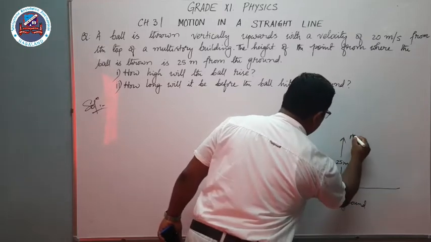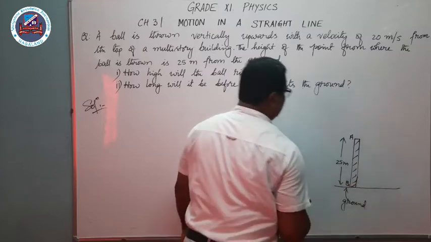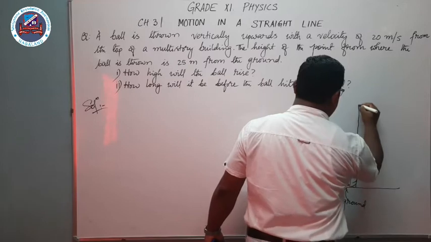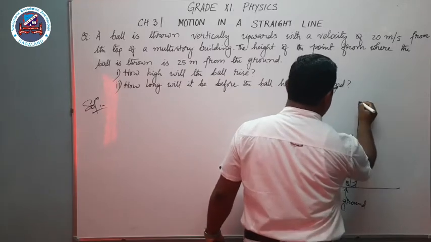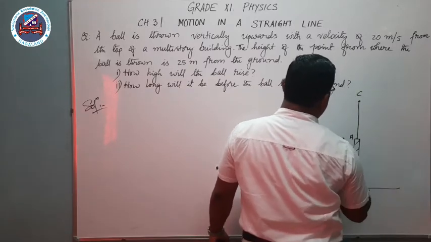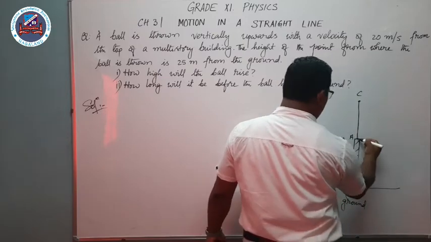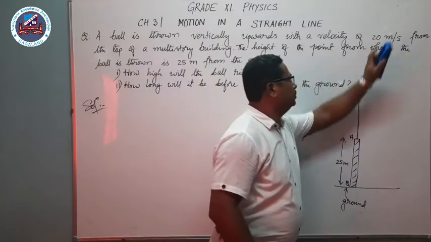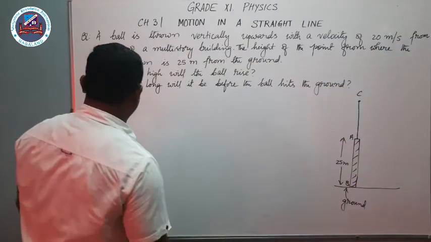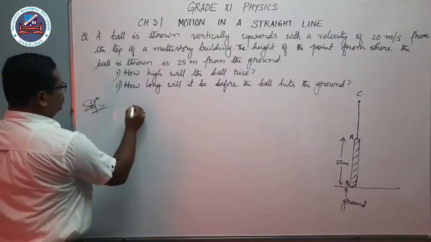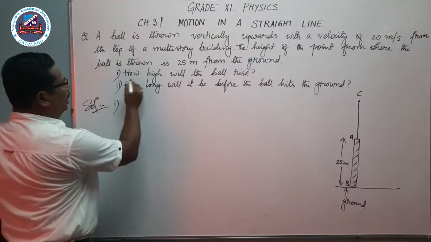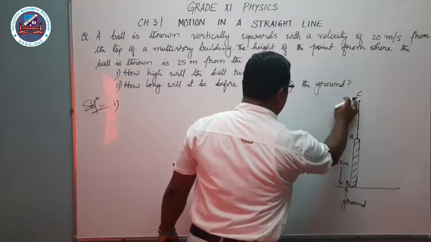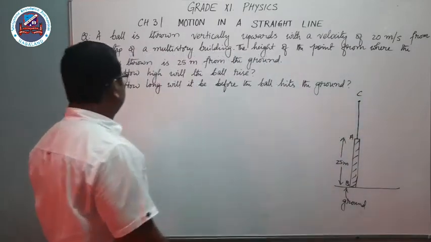Let A be the top of the building. And then from the top of the building, from point A, a ball is thrown vertically upwards. Suppose let this point be C. And here, when the ball is being thrown from A to C, the velocity with which it is thrown is given 20 meter per second. So when you do the solution, you write down, this is for the first one, how high will the ball rise? Means you have to find out the height of AC, the distance AC.